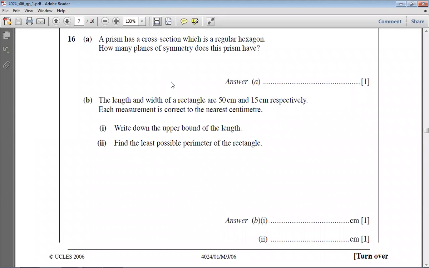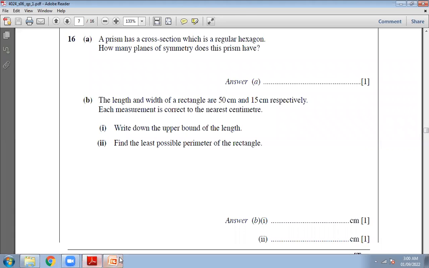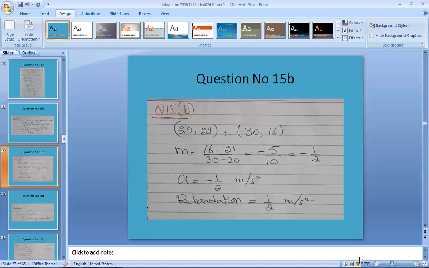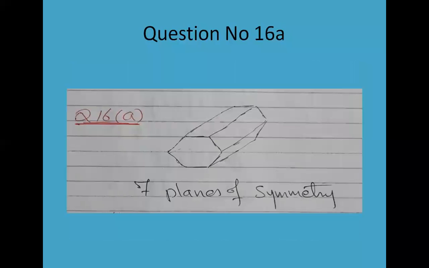Now we have question number 16 on your screen. A prism has a cross section which is a regular hexagon. How many planes of symmetry does this prism have? So they are talking about a regular hexagon. Let me show you. Here I have tried to show a regular hexagon, so it's not that accurate, but it's a regular hexagon. In the regular hexagon, these sides are equal to each other.